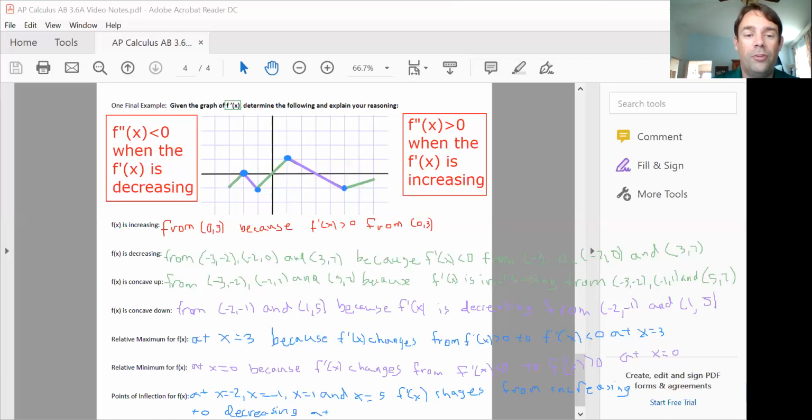And when you go from increasing to decreasing, that was at -2 and 1. And decreasing to increasing. Just bear with me, friends. We almost got it done. Decreasing to increasing.